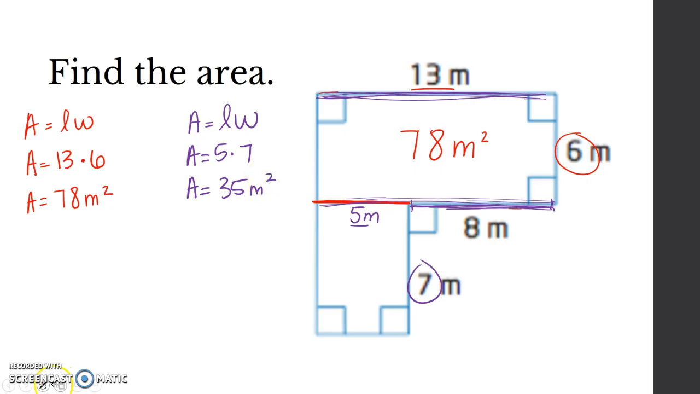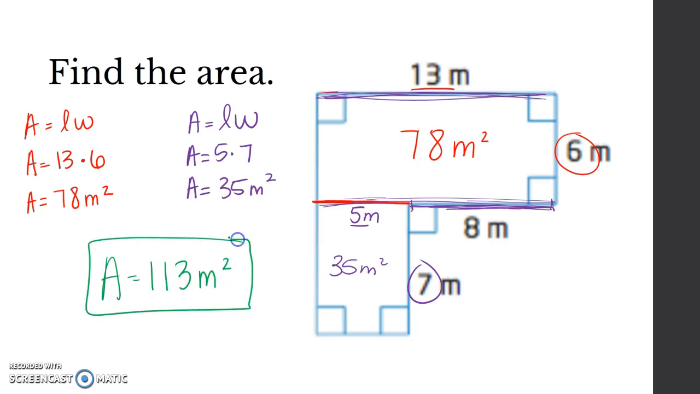Now we found our two separate areas. But in order to find the area of the composite figure, we have to add these two together. So we have to take our 78 meters squared and add it to our 35 meters squared. And when we do that, we should get 113 meters squared. So we had to divide this into two separate shapes, find the area of each shape separately, and then find the sum of those two areas.